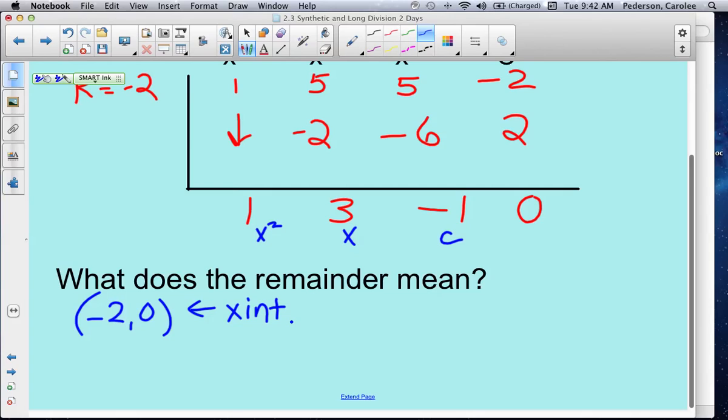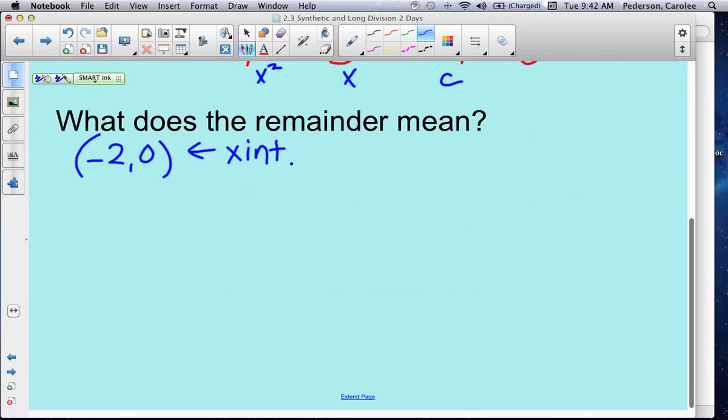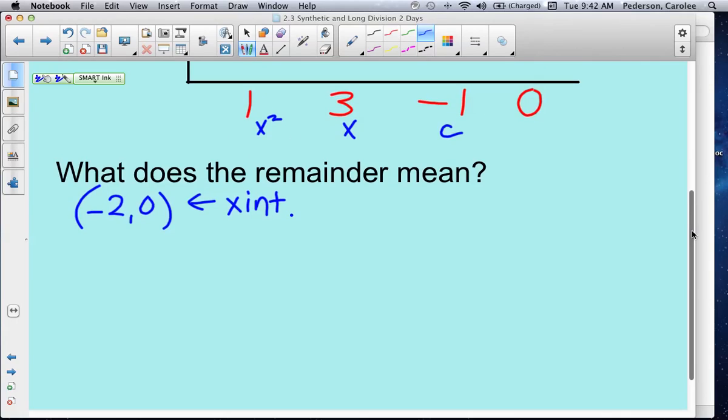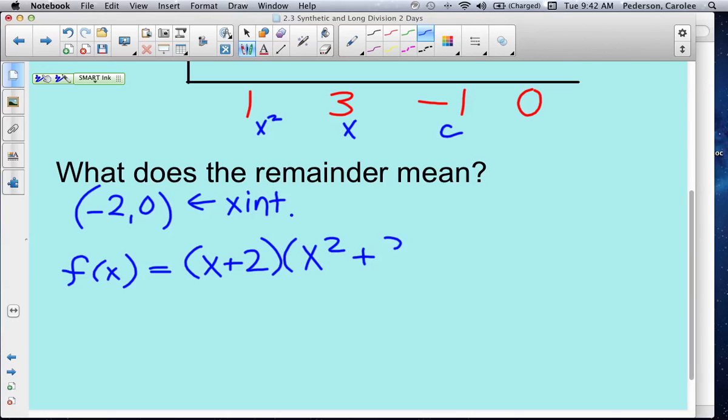If I wanted to rewrite it in factored form, I would use this resulting x squared, x, and constant and continue factoring, or using synthetic division. And that's what we're going to do today. So I took out the x plus 2. I'm left with 1x squared plus 3x minus 1. You could continue factoring this quadratic to find the next two x-intercepts or zeros of the function.